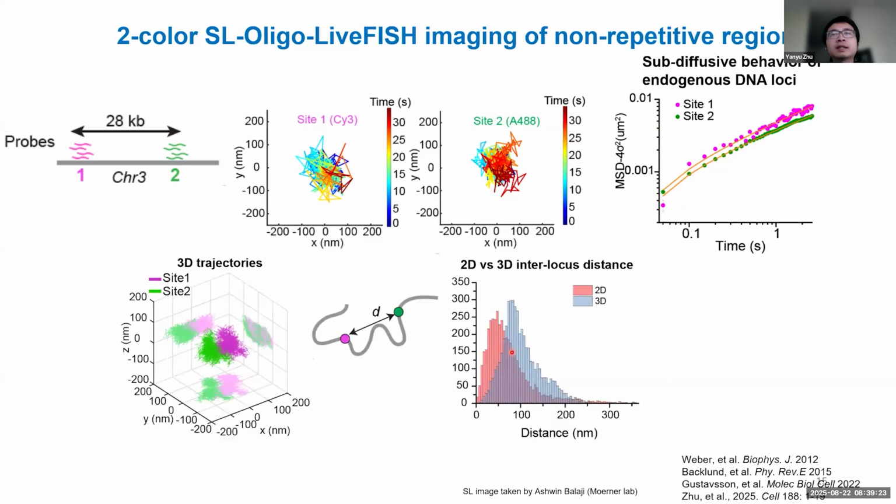However, you will see that their actual 3D distance is roughly 100 nanometers. This is higher than their 2D distance, which makes sense, right? Because the 2D distance is actually a projection of the true 3D distance.